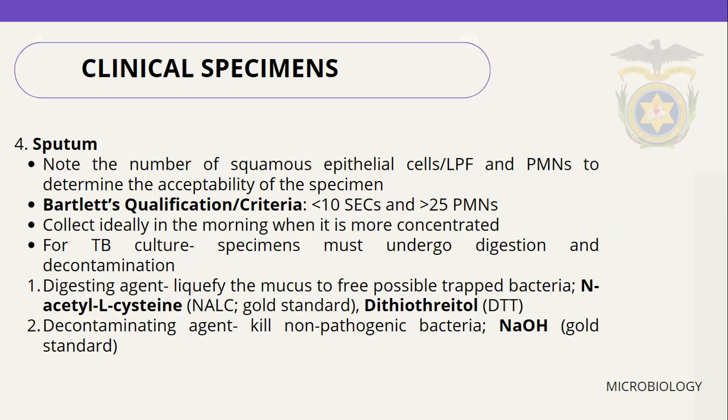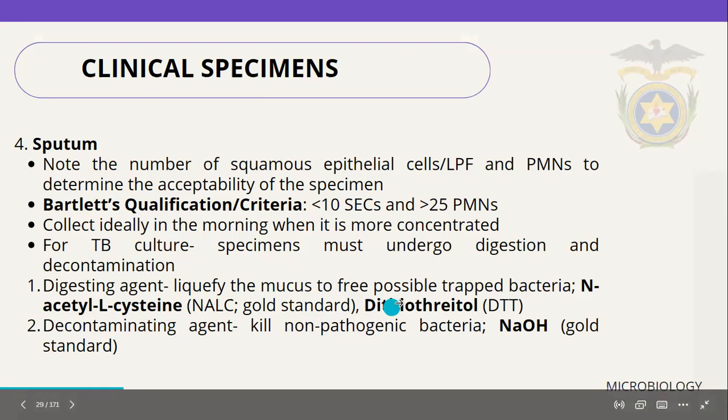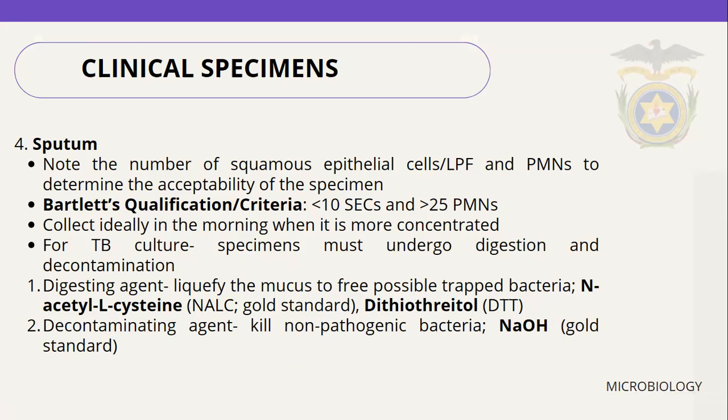So for TB culture, specimens must undergo digestion and decontamination. Our digesting agent acts to liquefy the mucus to free possible trapped bacteria, and we have our gold standard, which is the N-acetyl-L-cysteine or the NALC. We can also use dithiothreitol. And our decontaminating agent acts to kill non-pathogenic bacteria in order not to interfere with our processing. Our gold standard here is sodium hydroxide.